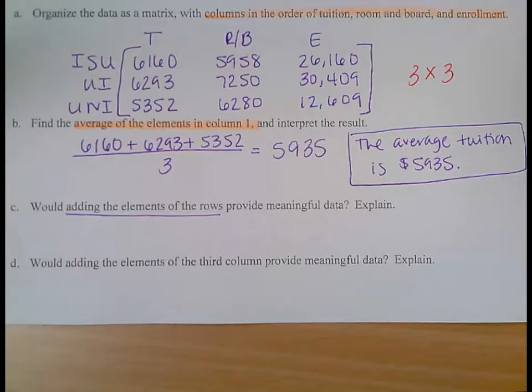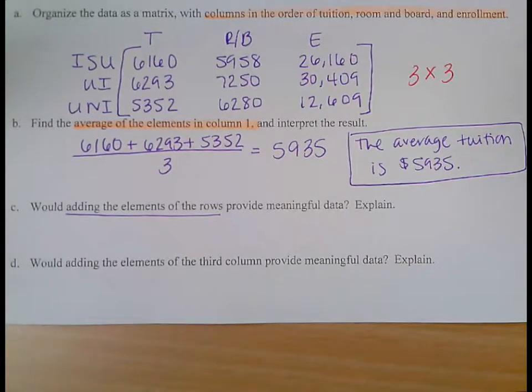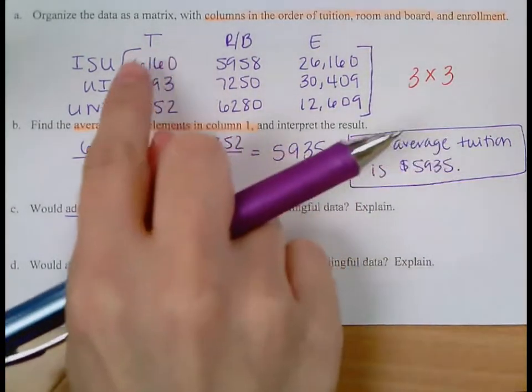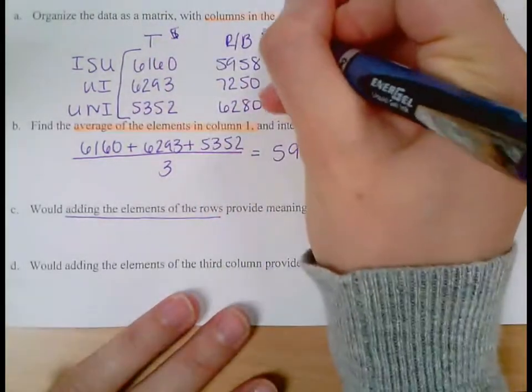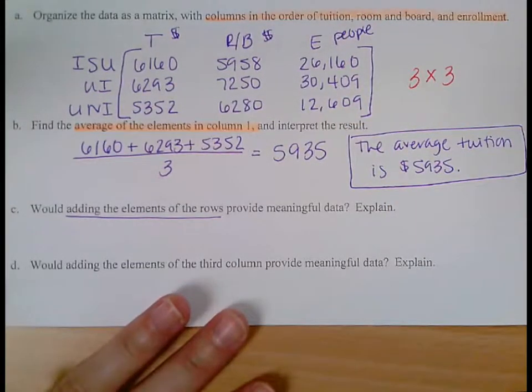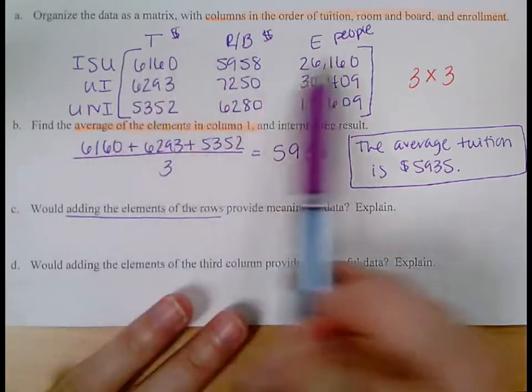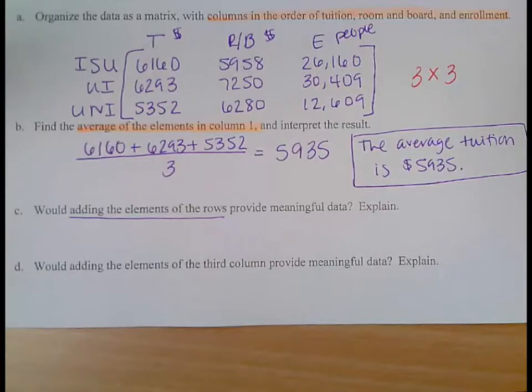Okay, and I'm glad you said that. Total cost. Do all three of these numbers represent a cost? One of them is enrollment. Enrollment is not money, but it's what? How many people? So in each row, tuition is a dollar amount, room and board is a dollar amount, but enrollment, this is a number of people. So if I added all three of these together, I'm adding dollar amounts with a number of people. That doesn't really make sense.